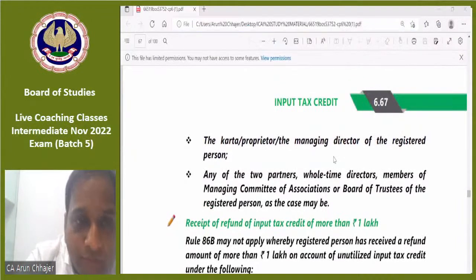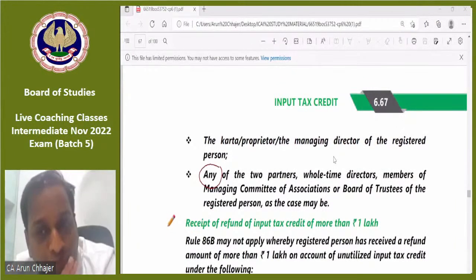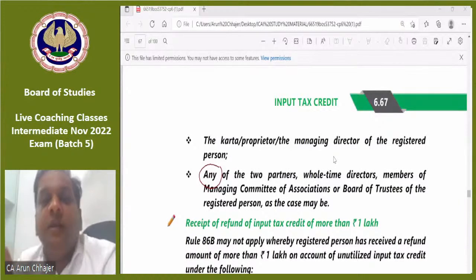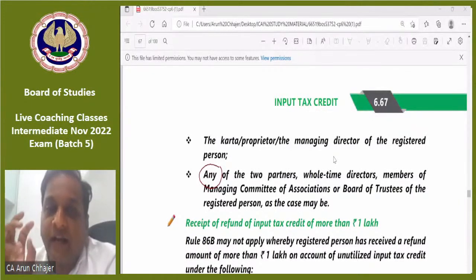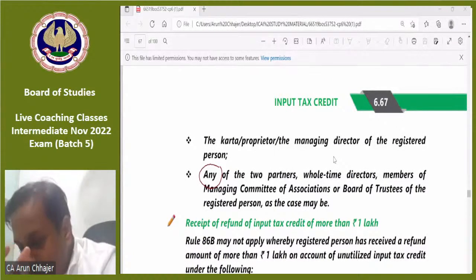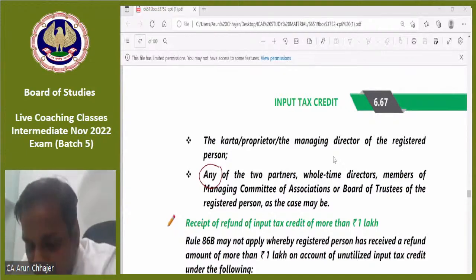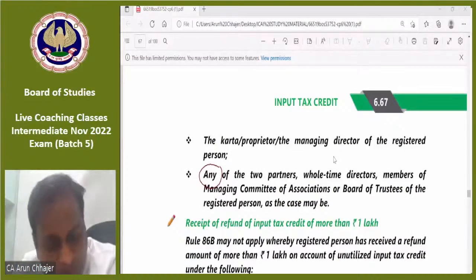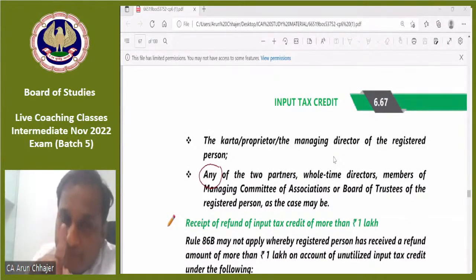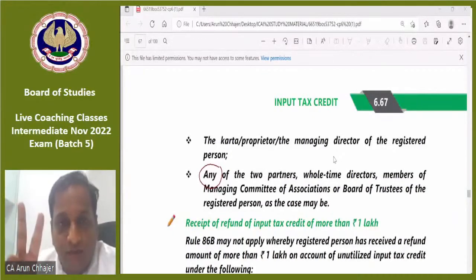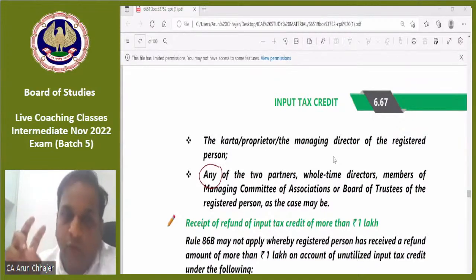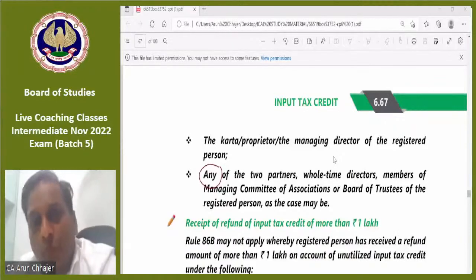Please note, any of the two partners, not both partners, any of the two partners or whole-time director or member, etc., has paid the income tax of more than 1 lakh rupees in 2 years. In this example, Mr. A is a partner and has paid more than 1 lakh in the 2 financial years. Therefore, in this case, the firm is not required to discharge its liability 1% in cash.